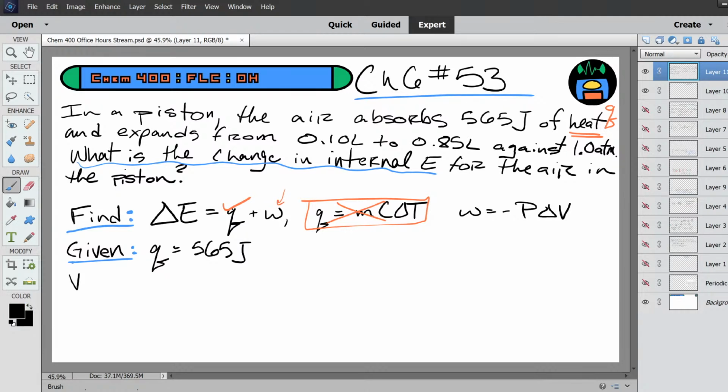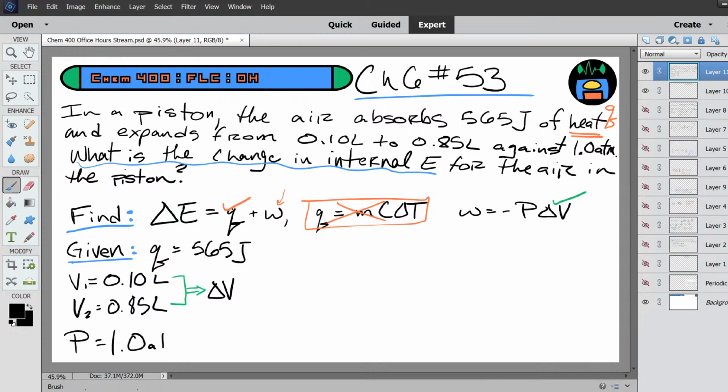They give us an initial volume. They give us a final volume. Together, we can use these two quantities to find our change in volume, right? That's this quantity. And they give us the external pressure against which this gas is expanding, which is 1 atmosphere. So we know this as well. So we can calculate work. Then we can calculate our change in energy.